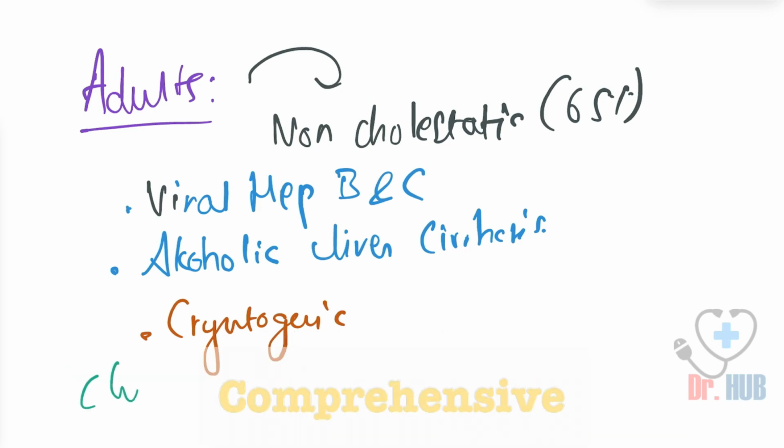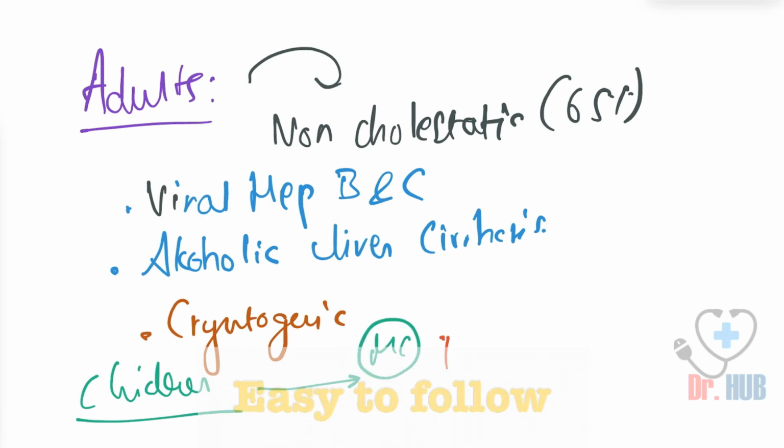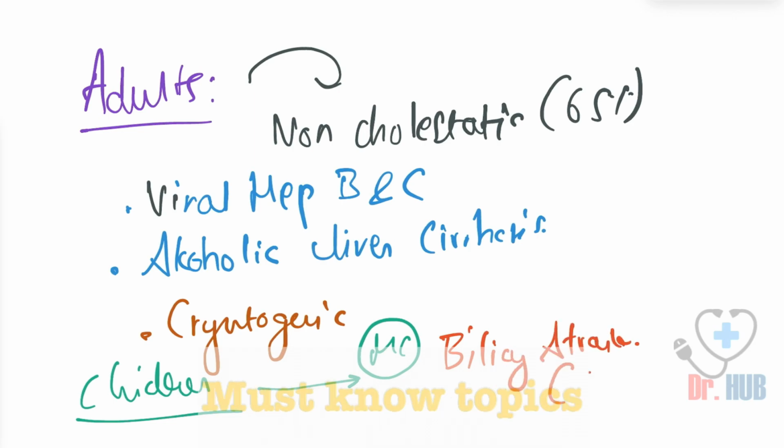Whereas when we move on to the children, this was the second question we asked. The most common is the biliary atresia. This biliary atresia amounts to about 58%.